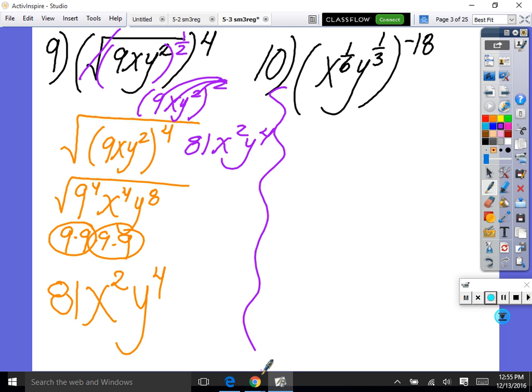Hey, I don't know how many people got number 10 wrong, but a lot did, and it's super easy. Raise the power. Well, first of all, notice something. Inside our parentheses, there's not the same base. Raise the power to a power, and you multiply the powers. What's 1/6 times negative 18? If you don't know, type it into your calculator. You get negative 3. So we have x to the negative 3. 1/3, raise the power to a power, you multiply, you get y to the negative 6.